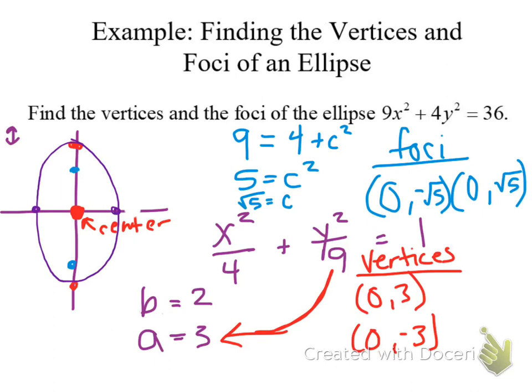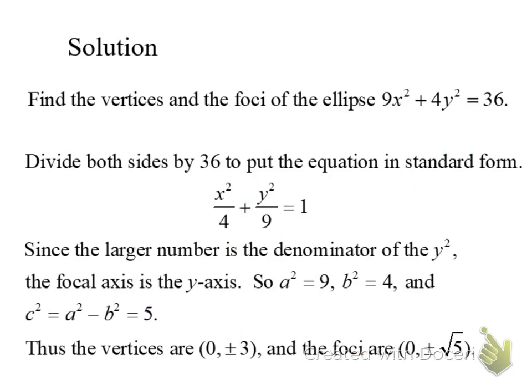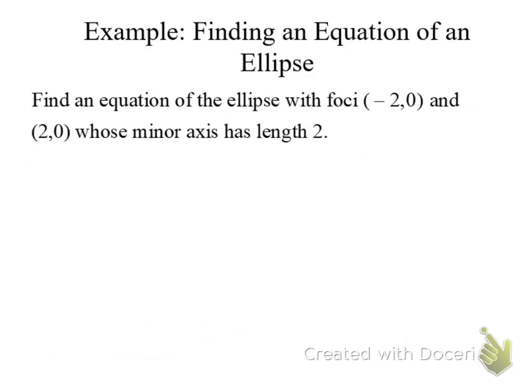So let's go ahead and look at another type of problem. So what if I want to find the equation? First of all, the center is always going to be right smack in the middle of those two foci. They didn't tell me the center this time, but what is right smack in the middle of -2, 0 and 2, 0? Well, my center is at 0, 0. Okay, so remember, they did tell me the minor axis has length 2, which we're going to want to use.